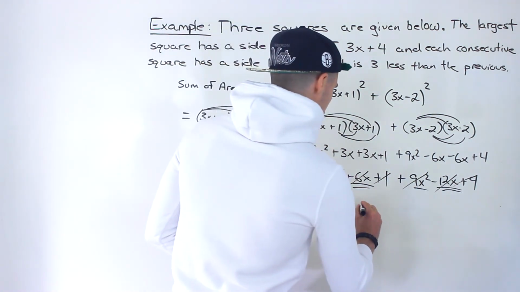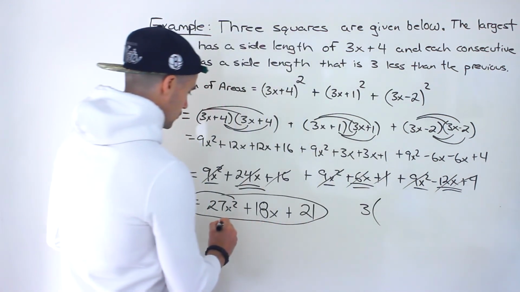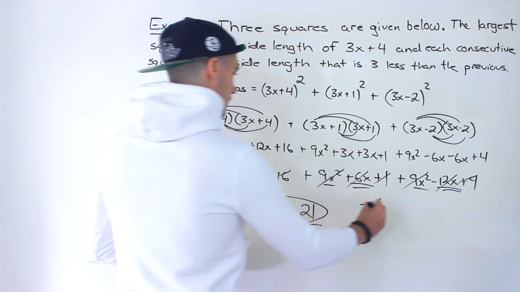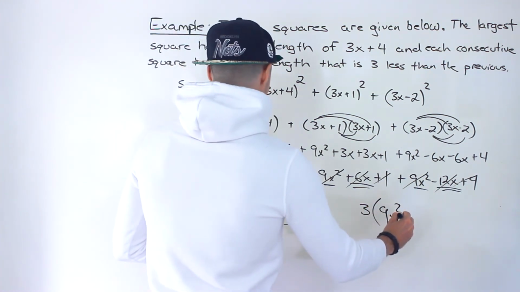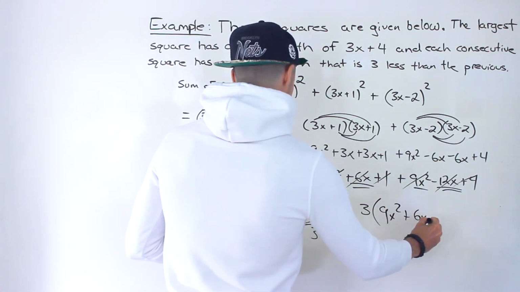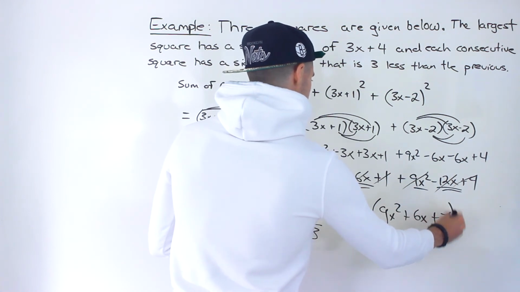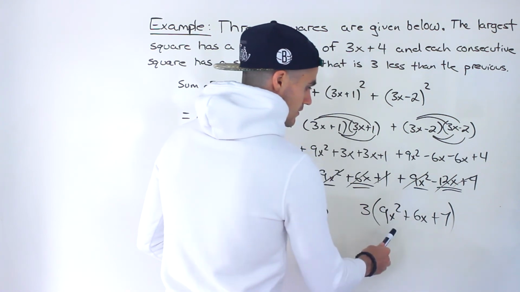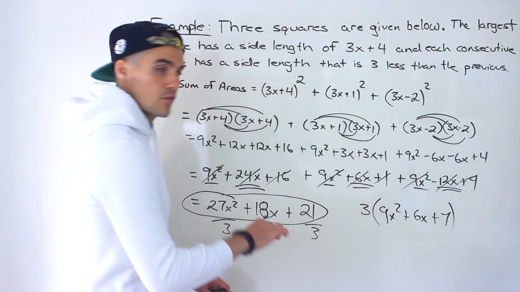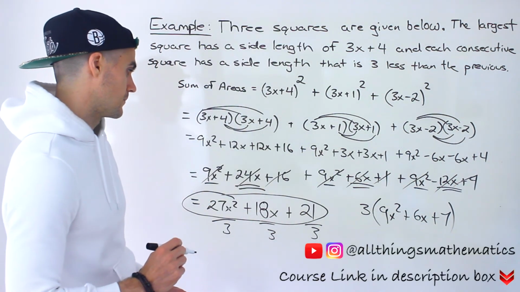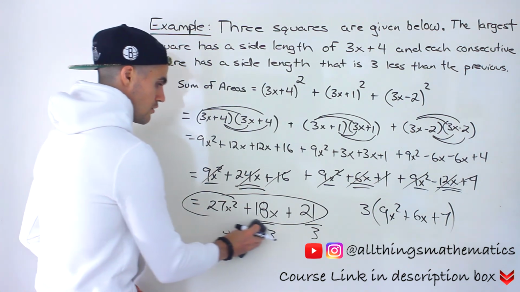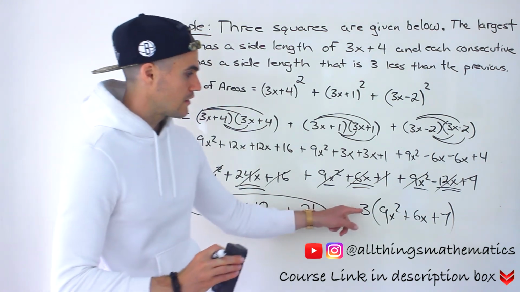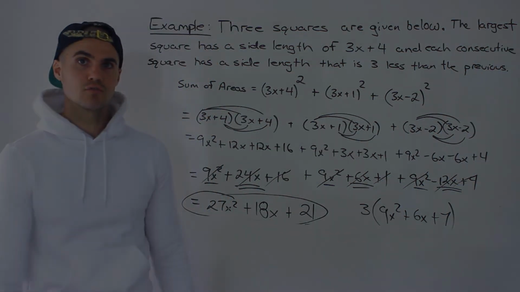So if we take out a 3, what would we be left with? Well, we would just divide these by 3. So we'd have 9x squared plus 6x plus 7, like that. And then just a quick double check. Notice you can't take anything out of this bracket. 9, 6, and 7, those don't have a common factor. All right, so this ends up being the expanded expression for part A. That ends up being the factored expression for part B.